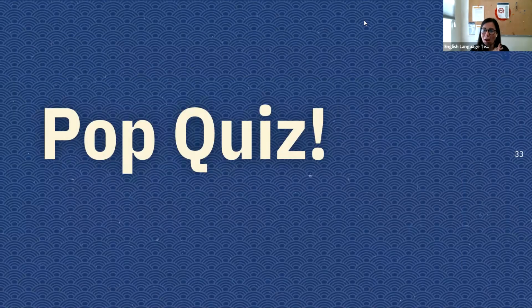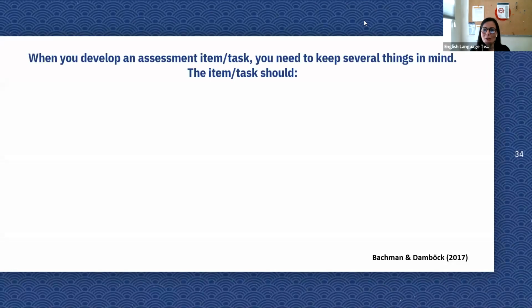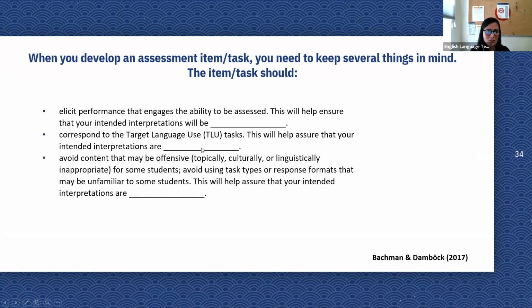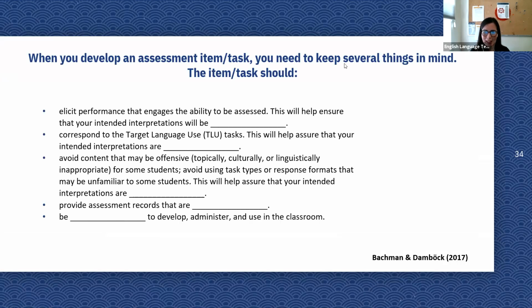All right, but I'm going to give you a pop quiz before we move on, another one. So when you develop an assessment item and task, you need to keep several things in mind, right? The item or the task should. So I have here 1, 2, 3, 4, 5 bullet points and 5 adjectives. So I'll give you 2 minutes to take a look and see if you can match. I'm going to give you a matching exercise. If you can match the adjectives to the bullet points.